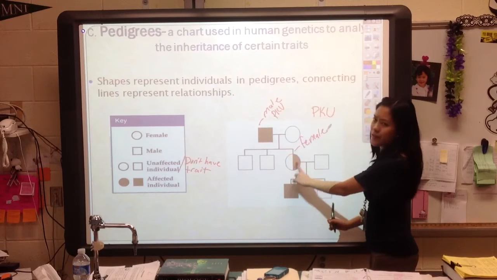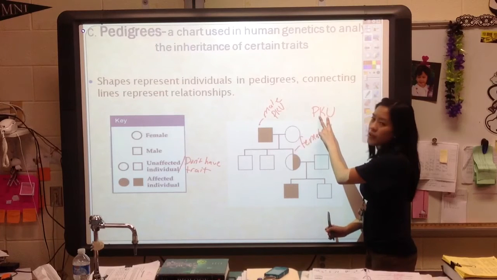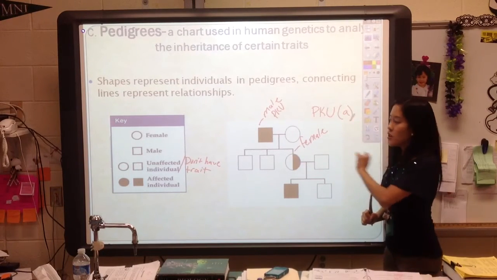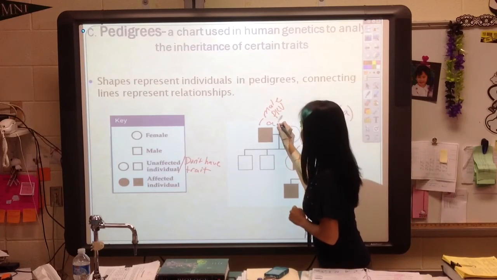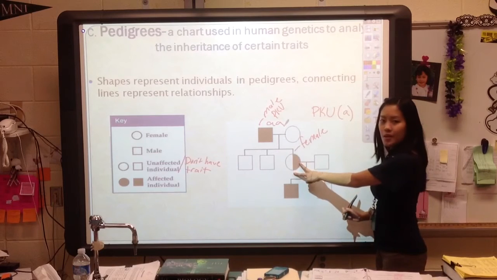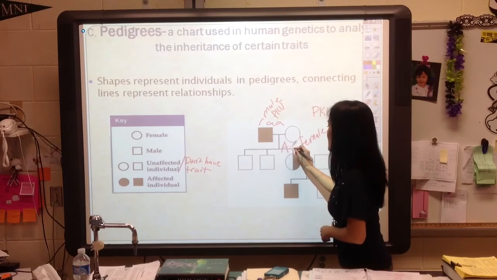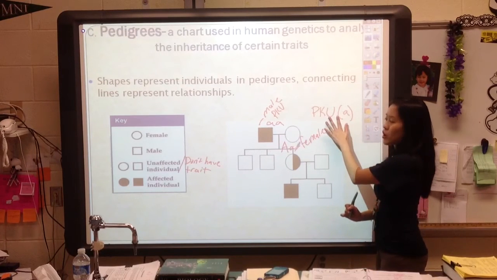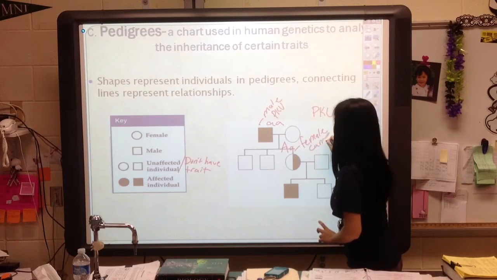And they're only colored in halfway. So what could that be describing? PKU is a recessive disorder represented by a little a. So this man, what is his genotype? Little a, little a. Well, what does it mean about this female? This means that the female is actually heterozygous, big A, little a. And what does that mean about her and PKU? This actually means that she's a carrier.